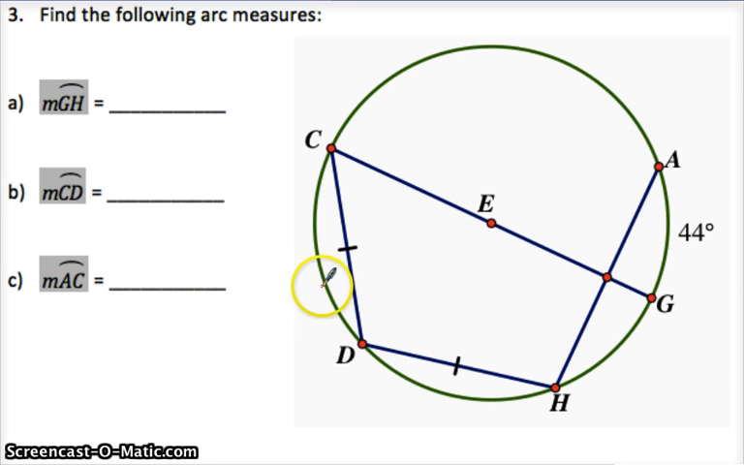All right, find the following arc measures. All right, here's where those things will sneak up on you. Whatever I find for this arc measure DH, the arc CD is going to be the same because these chords are congruent. All right, what's GH?